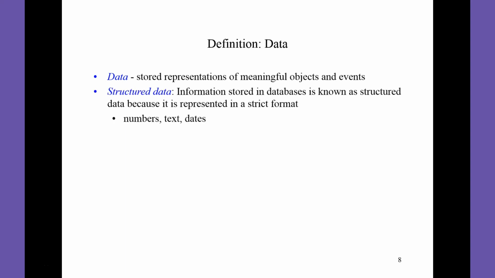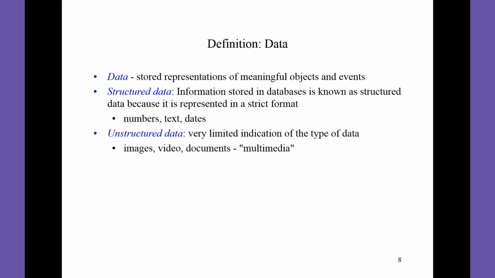Structured data is represented in a strict format. Each record in a relational database table follows the same format as the other records in that table. Structured data is often numeric, textual, or of a date-time variety. Unstructured data has a very limited indication of the type of the data. This applies to images, videos, and documents which may have embedded data. In general, multimedia would fall into this category.